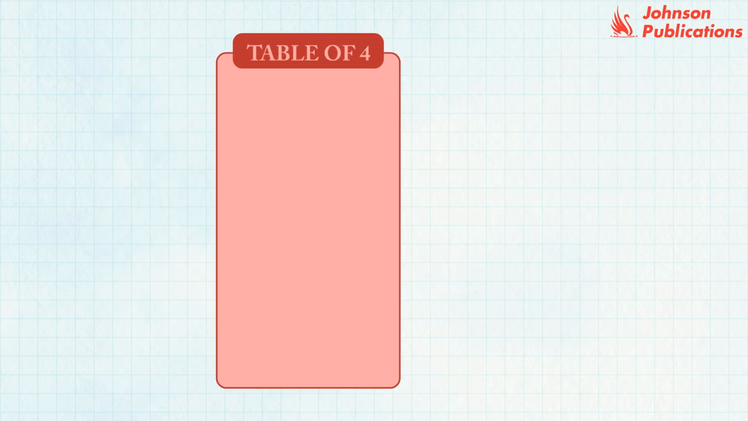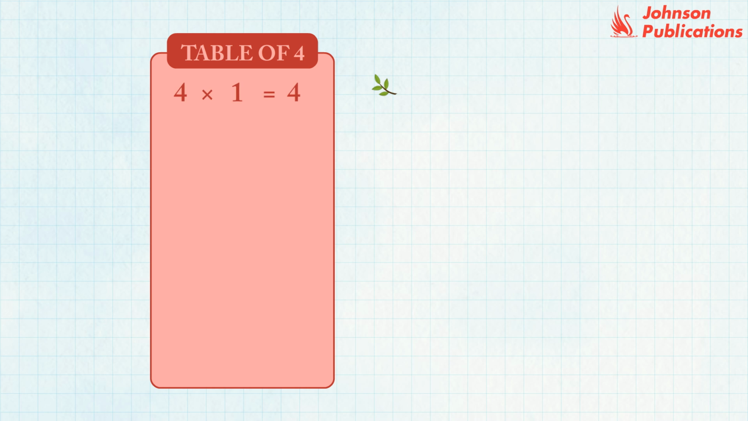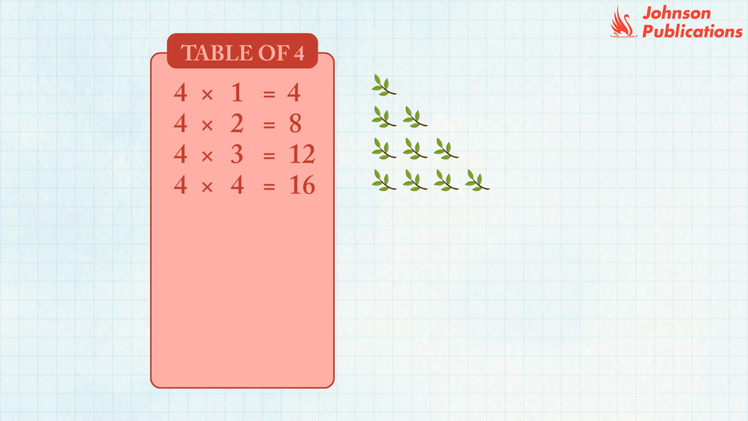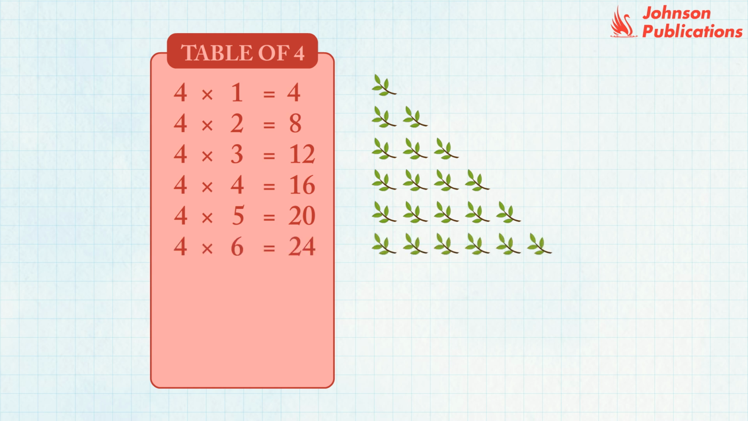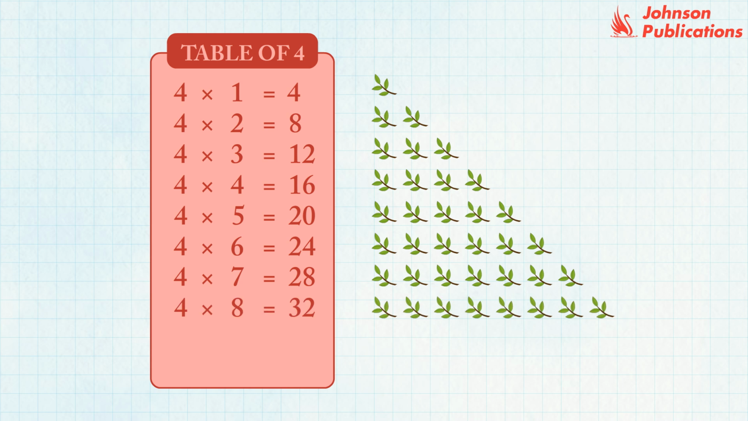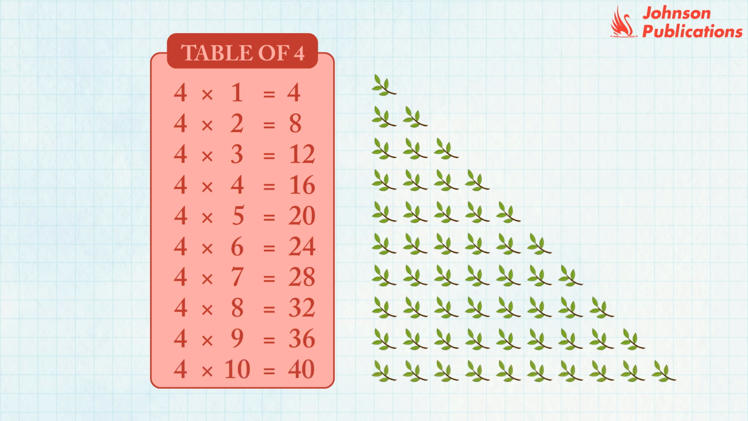Let us learn the table of 4. 4 times 1 is 4. 4 times 2 is 8. 4 times 3 is 12. 4 times 4 is 16. 4 times 5 is 20. 4 times 6 is 24. 4 times 7 is 28. 4 times 8 is 32. 4 times 9 is 36. 4 times 10 is 40.